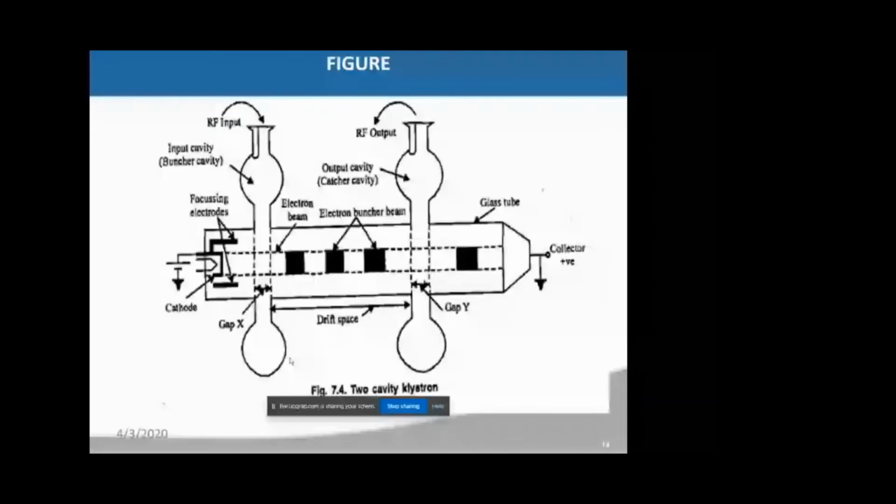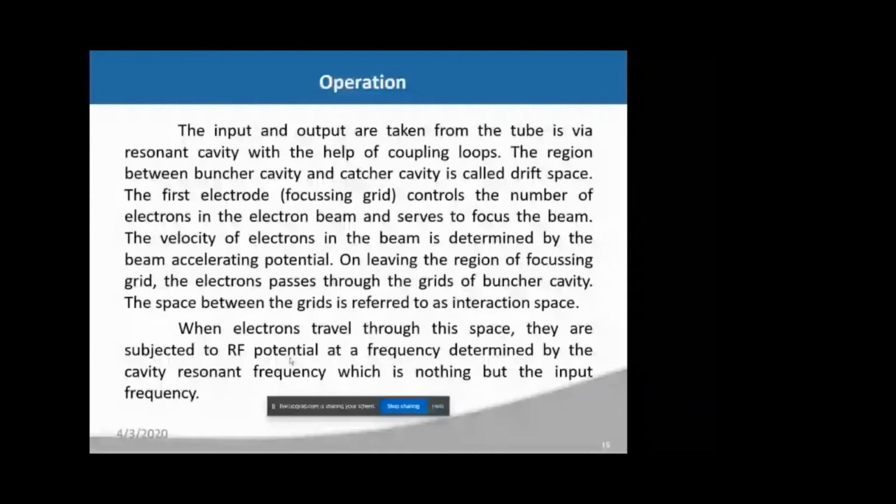Now just see the same thing written here. The input and output are taken from the tube via resonant cavities with the help of coupling loops. The region between the buncher cavity and the catcher cavity is called the drift space. We have discussed this, I'm just repeating it once again. The first electrode, the focusing grid, controls the number of electrons in the electron beam and serves to focus the beam.